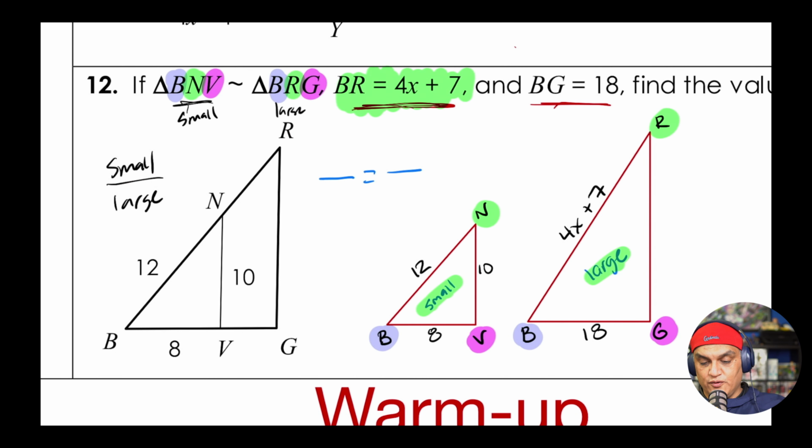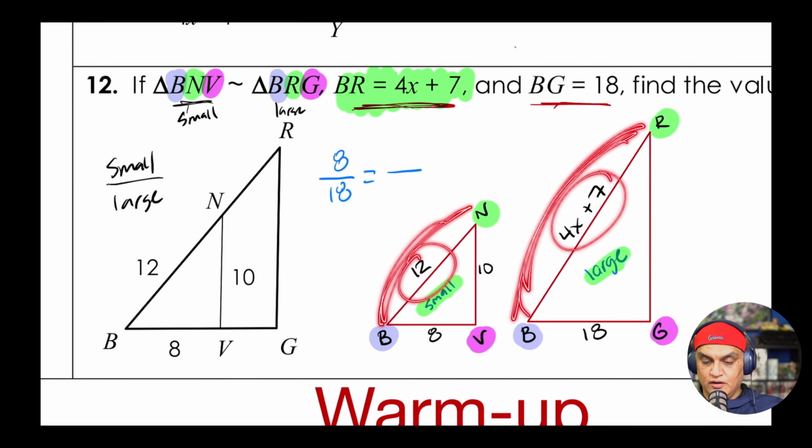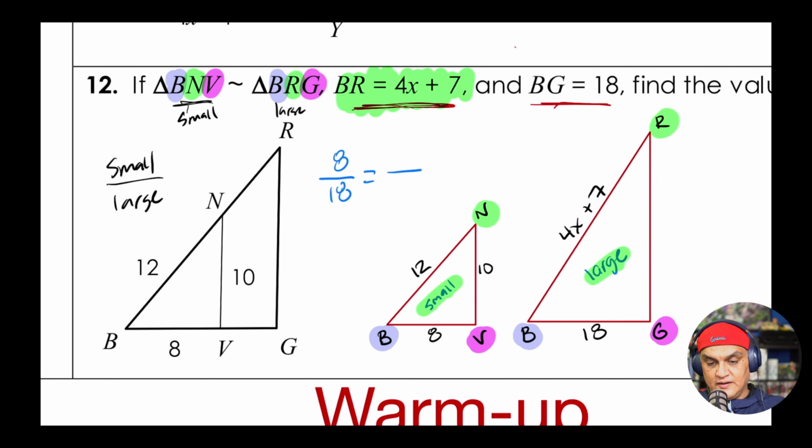The first one I always look for is sides that have just numbers. I always like to make my first ratio that one, if possible. Sometimes it's not possible. Purple and pink are matching, so it's 8 over 18. I put 8 first because small goes on top. Equals, now I have to find another ratio that matches. Purple, green, small over large, 12 over 4x plus 7.